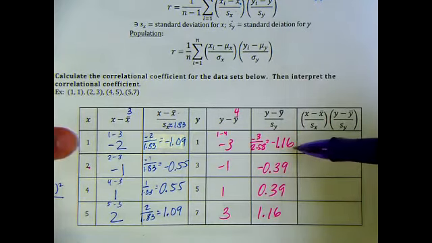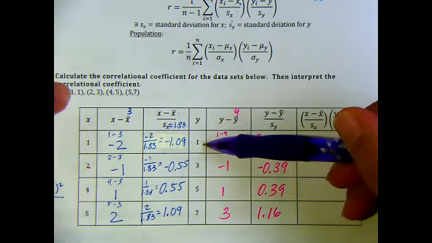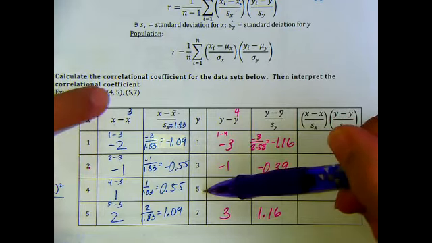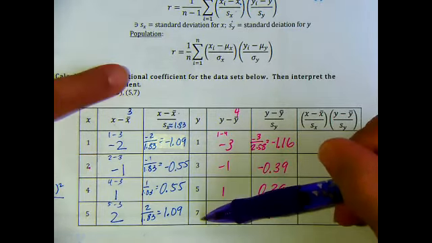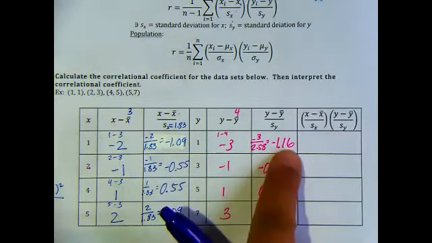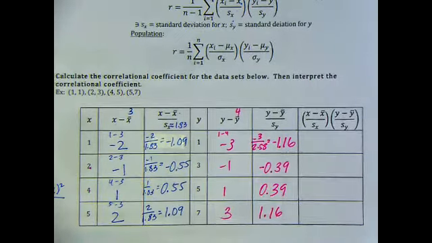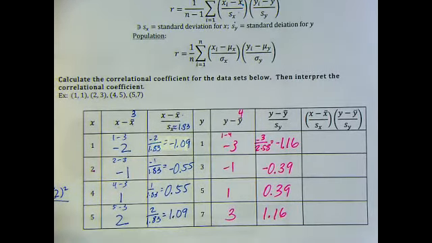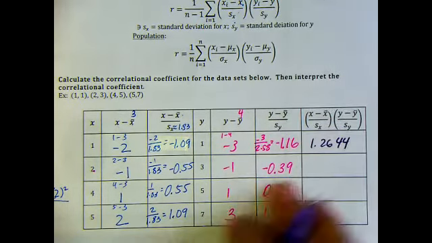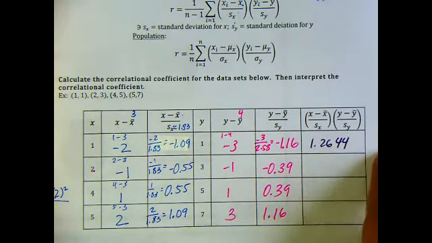So for each data point, notice it was matching: 1, 1, it was matching, 2, 3, it was matching, 4, 5, it was matching, 5, 7, it was matching, right? So for each of these data points, you are just going to multiply that one by that one to get this. So you just do -1.09 times -1.16, and that will be 1.2644. Because this is not a continuous long decimal, I'm going to write the whole thing.